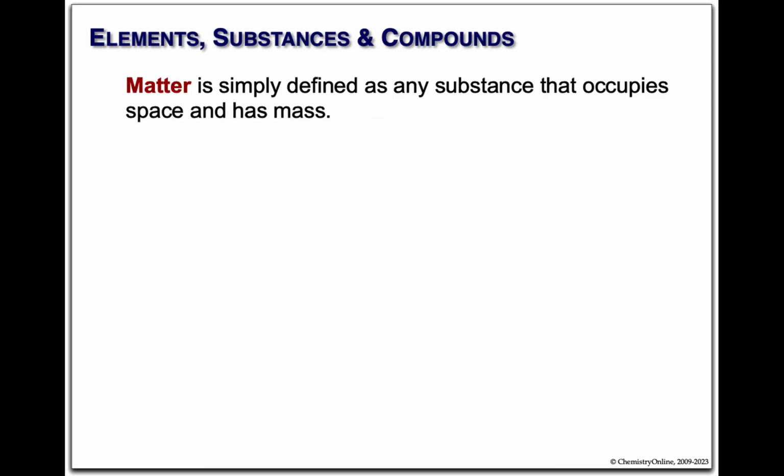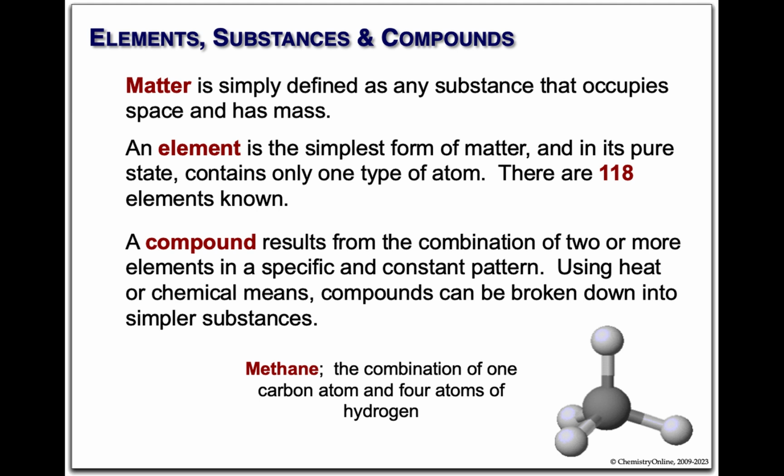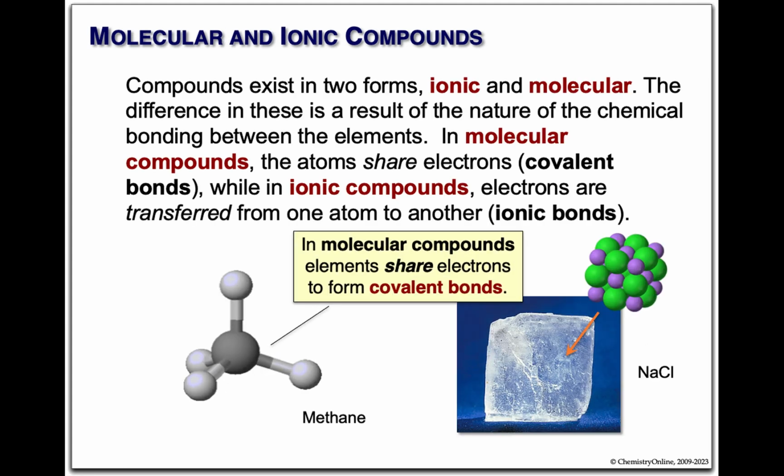All right, we had defined matter, we defined elements, and we talked a little about compounds. They can be broken down into simpler substances. The model we looked at was methane. This is a carbon in the middle, 4 hydrogens. This is what is referred to as a molecular compound, hence this is a molecule. It's a molecular compound because the electrons are shared here between the carbon and the hydrogen.